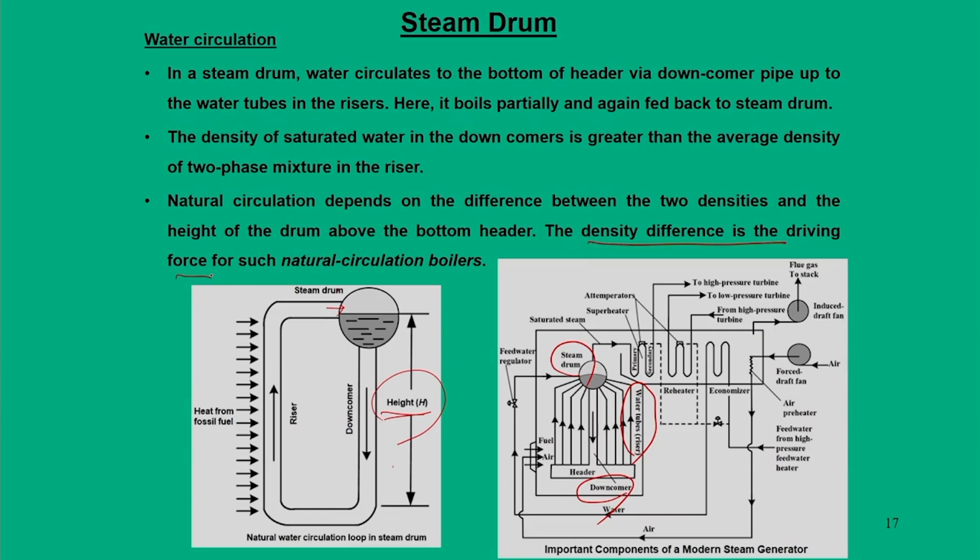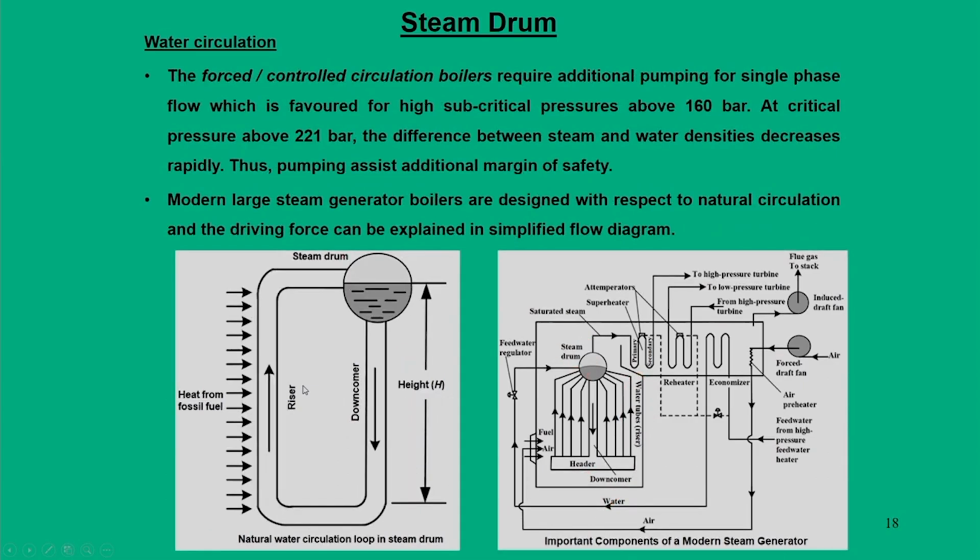We will try to find out what the pressure requirement or pumping power requirement is, which essentially depends on the pressure rise through this riser. To calculate this, we have considered that water circulation is normally favored for the subcritical range of 160 bar, and when the pressure is above the critical pressure of 221 bar, density drops drastically. At the critical point of water, the difference in the density of water and steam is almost nil, negligible. So, at very high pressure the difference between steam and water densities decreases rapidly.